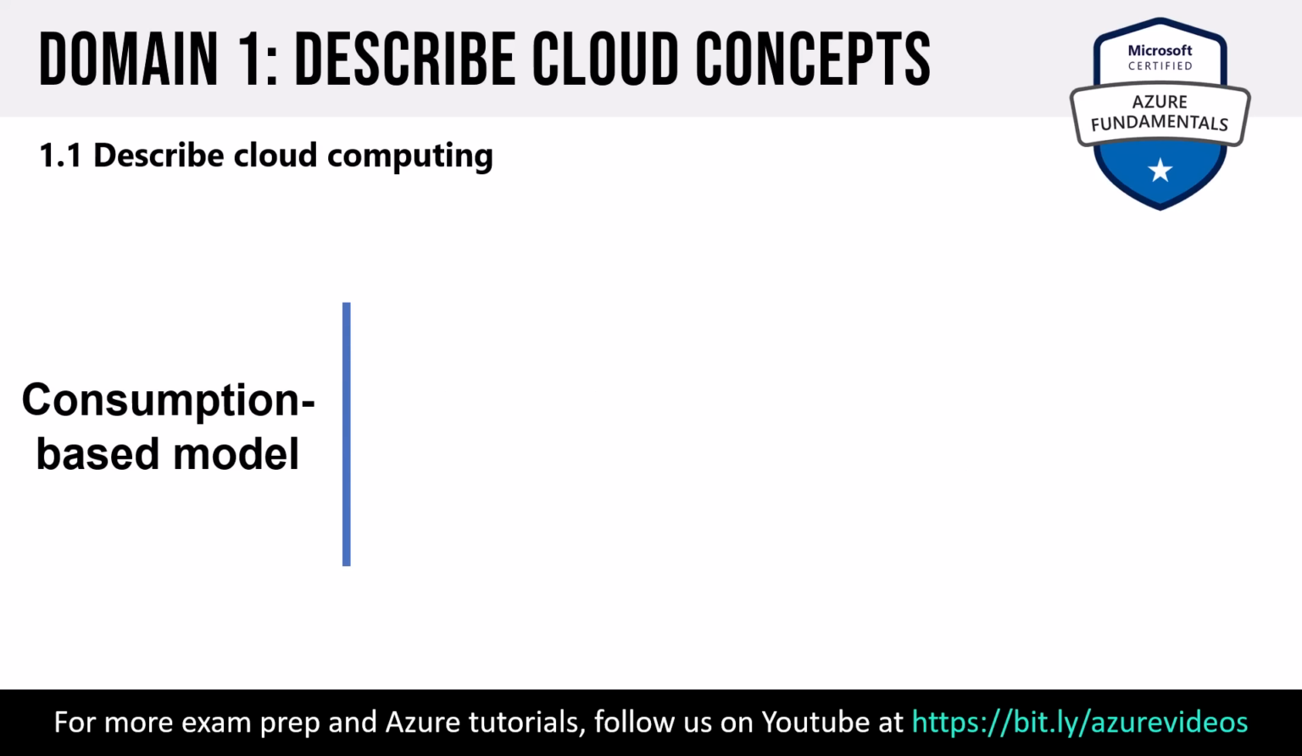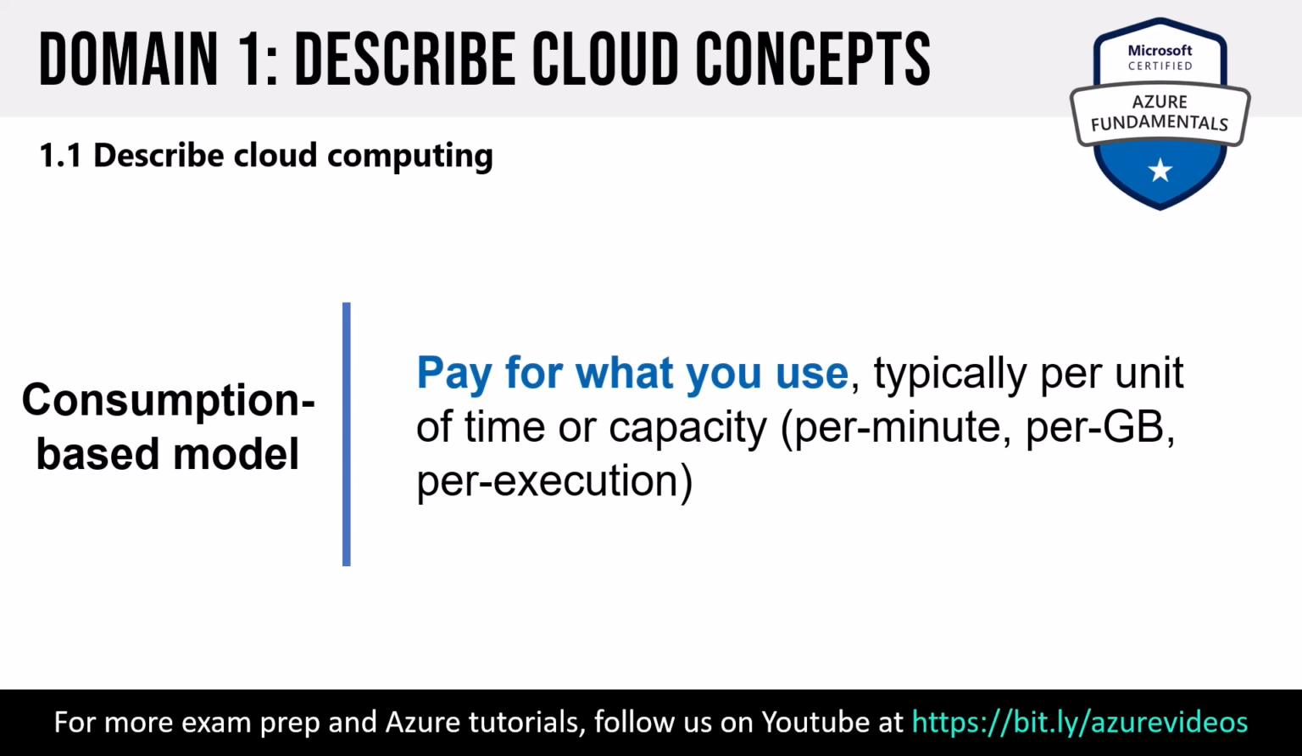And the consumption-based model refers to paying for what you use, typically per unit of time or capacity. It might be per minute, per gigabyte, per execution in some cases. So how it's billed quite typically depends on the service. For example, virtual machines are going to be billed per unit of time, storage is going to be billed per gigabyte, Azure Functions would be billed per execution.